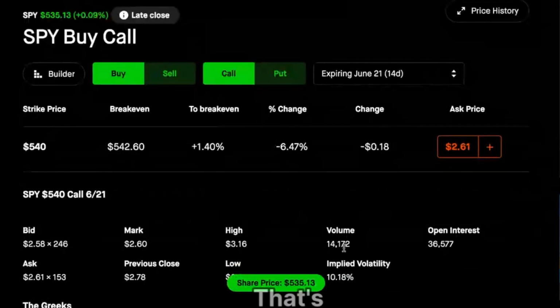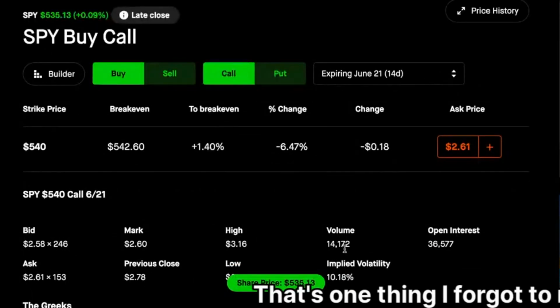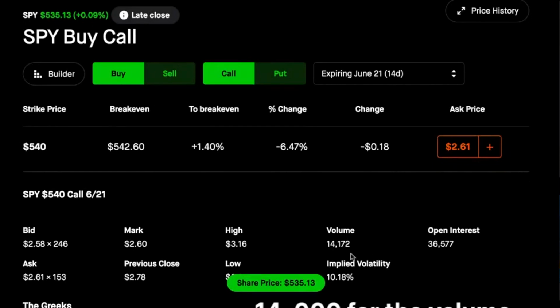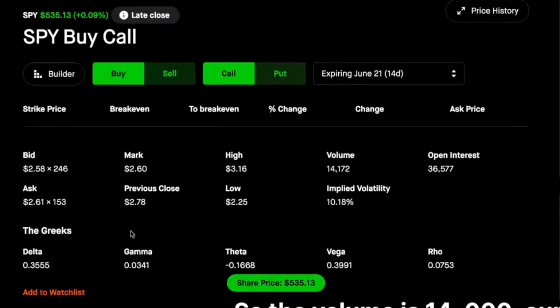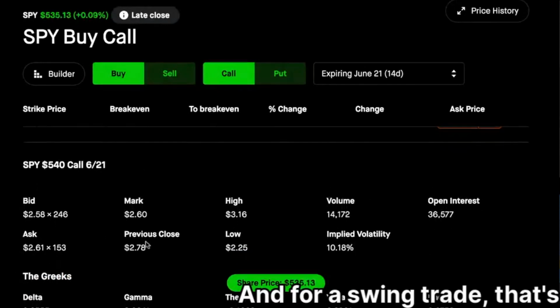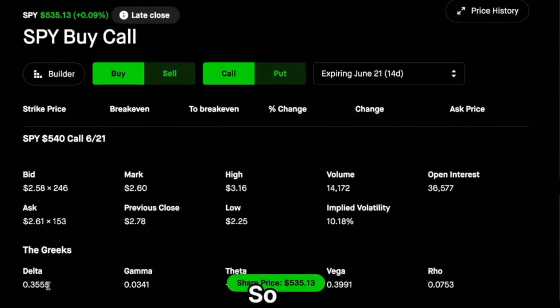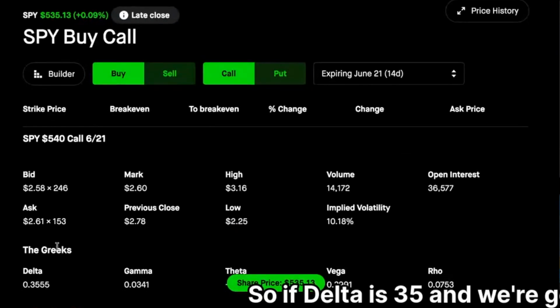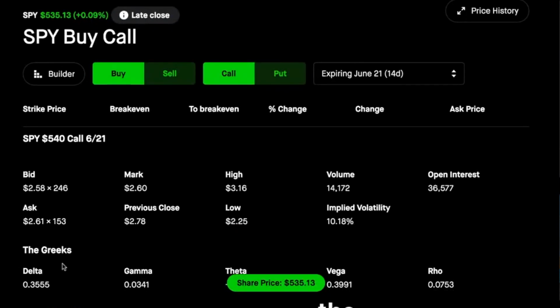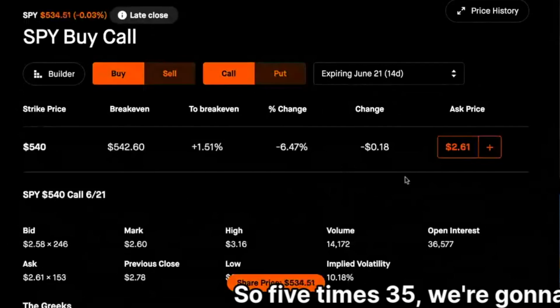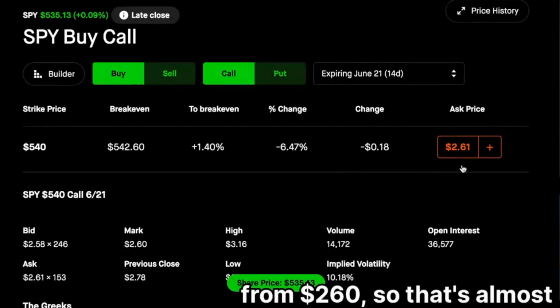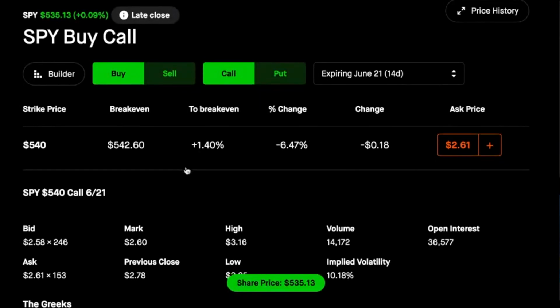The volume is good. That's one thing I forgot to mention: you want volume to be at least 500. 14,000 for the volume is really good. Our delta is 35. And for a swing trade, that's really good because we're going to expect a $5 move. So if delta is 35 and we're getting a $5 move, for every dollar that we go up, the contract goes up $35. So 5 times 35, we're going to be close to $170 up from $260. So that's almost a 100% gain. That's insane. And so that's what I'm looking at.